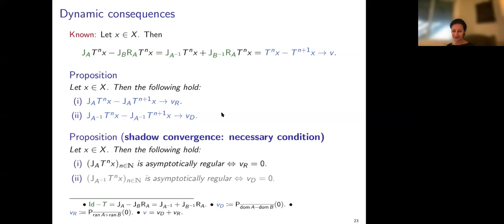So now we start having a condition, the necessary condition, for when the shadow sequence is convergent. So remember, there is a condition that I talked about earlier that I said was actually sufficient to prove convergence, and that was exactly this condition. And now we see how crucial it is.